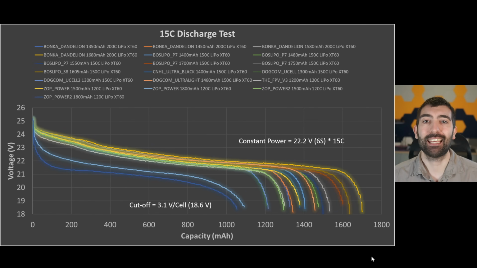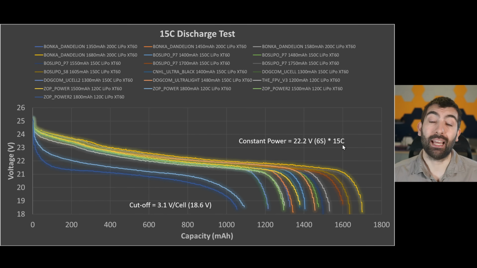All right, let's dive into the test data now, starting with the constant power discharge test. Here we are taking the packs from 4.2 volts per cell, fully charged, all the way down to 3.1 volts per cell, completely empty, over about 4 minutes. And we're doing that by calculating a constant power as the nominal voltage of the pack, which is 22.2 volts for a 6S LiPo, times 15C.